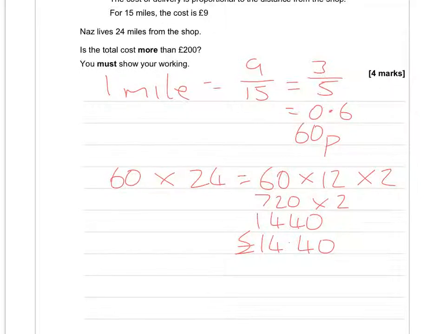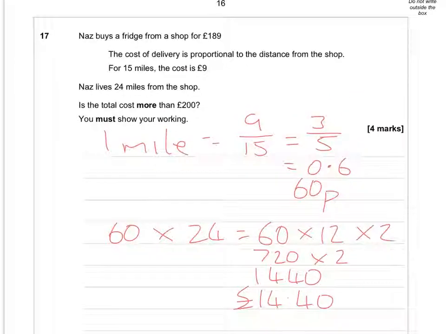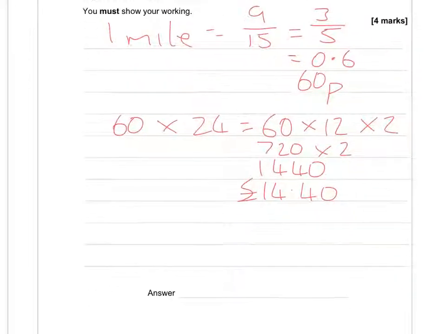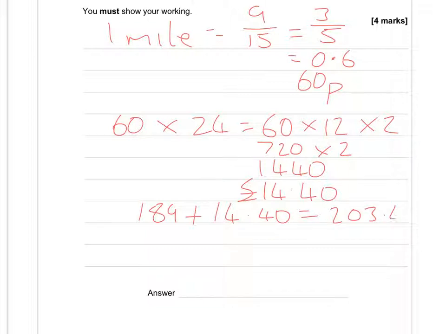It says in the question that Naz's fridge costs £189. So I need to do 189 plus 1440, which gives me a total of £203.40. So yes, it does cost more than £200.